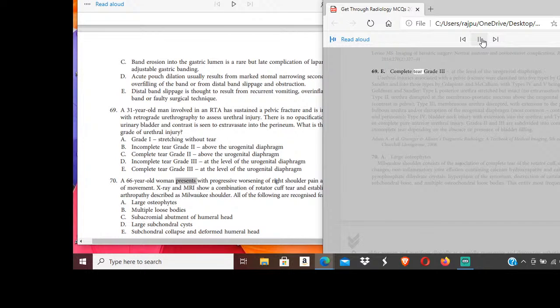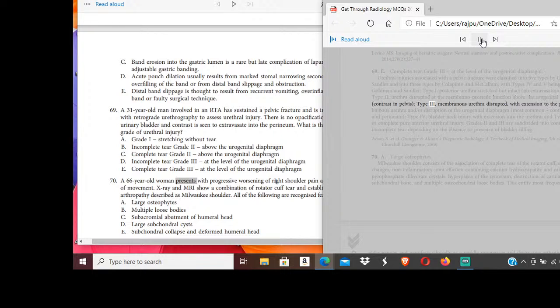69. E. Complete tear grade 3 at the level of the urogenital diaphragm. Urethral injuries associated with a pelvic fracture were classified into 5 types by Goldman and Sandler and into 3 types by Colapinto and McCallum, with types 4 and 5 being exclusive to Goldman and Sandler. Type 1. Posterior urethra stretched but intact, no extravasation of contrast. Type 2. Urethra disrupted at the membranoprostatic junction above the urogenital diaphragm.